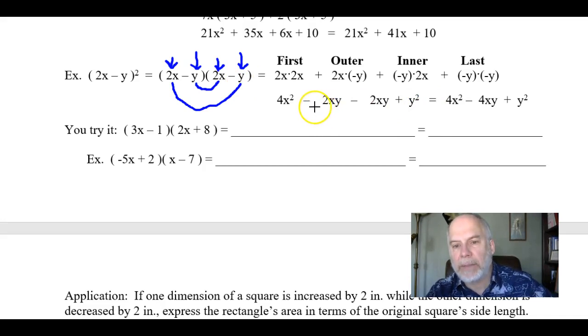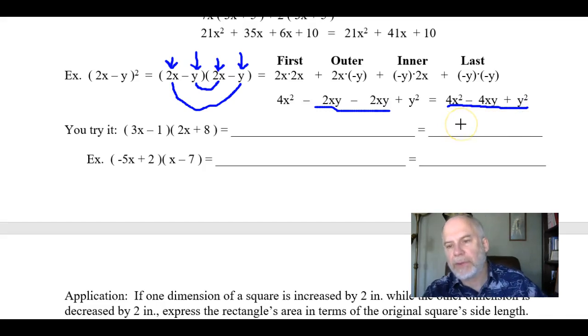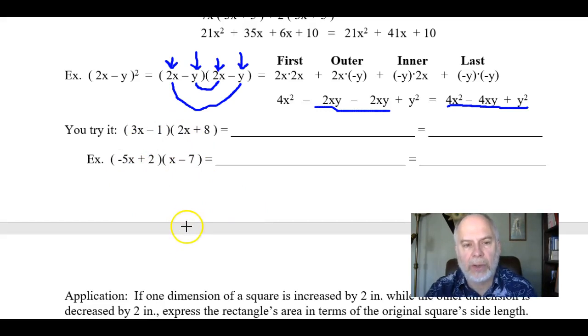Now you can combine the middle terms, -2xy and -2xy gives you -4xy. And so this is the final answer, 4x squared minus 4xy plus y squared. All right, and it's the same as if you double distributed. All right, so here's some additional problems. You can pause the video, you can try to do this on your own, and then watch the solution that I'll do in a minute.